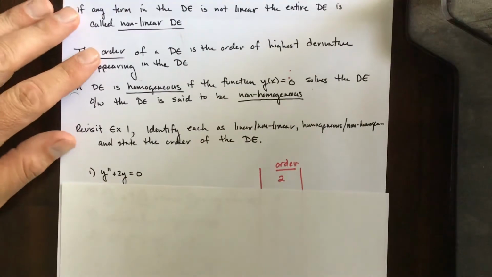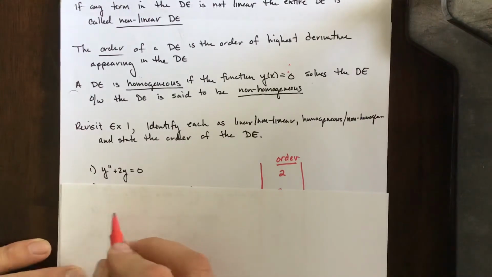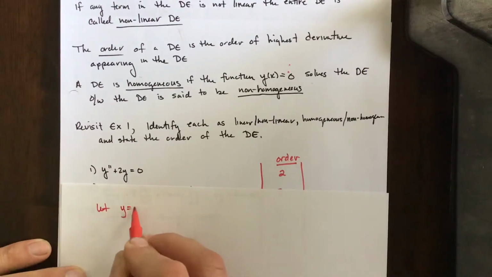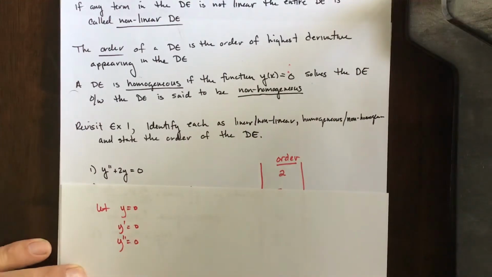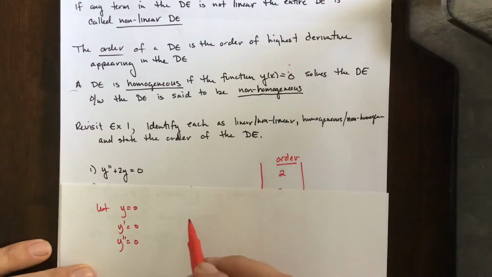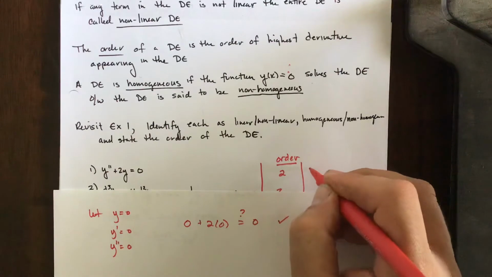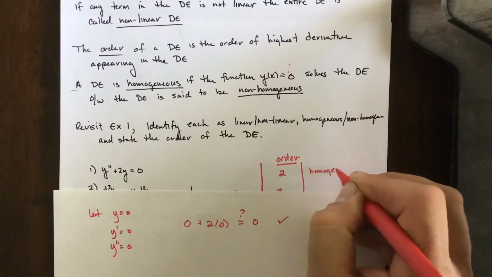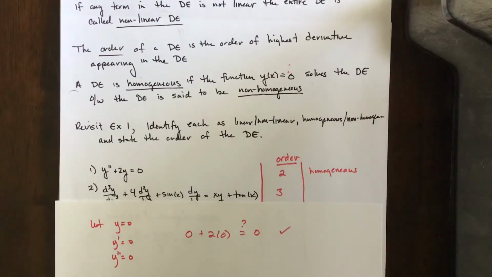Okay, if I were to plug in 0 for y, so let y equals 0. What's y prime? 0. What's y double prime? That's also 0. So under this equation, you'd say y double prime, 0, plus 2 times y, 0. Is that equal to 0? The answer is yes. So this is a homogeneous differential equation. Okay, what about 2?